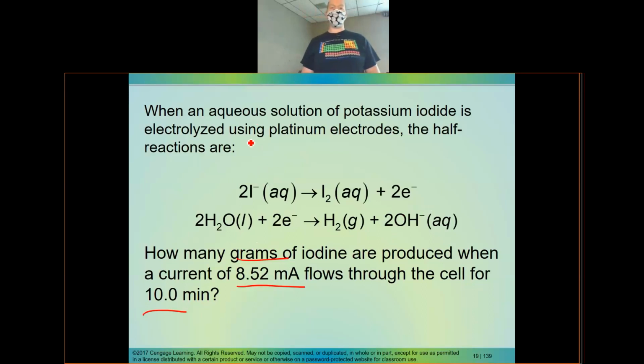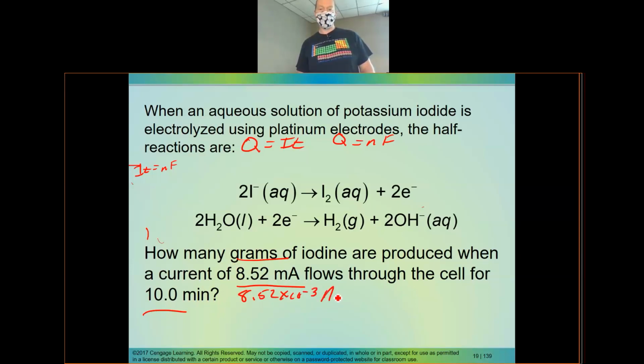All right, so again, we're going to use Q is equal to IT and Q is equal to nF. I always put them together: IT is equal to nF. The current is 8.52 milliamps, so I have 8.52 times 10 to the minus 3 amps. I have 10 minutes, and I know there are 60 seconds in a minute, so I have 600 seconds. So I have my current, I have my time, and I have Faraday's constant, 9.65 times 10 to the 4th.